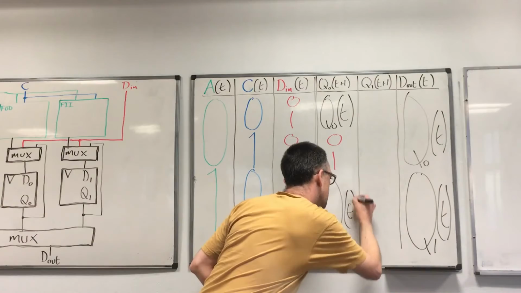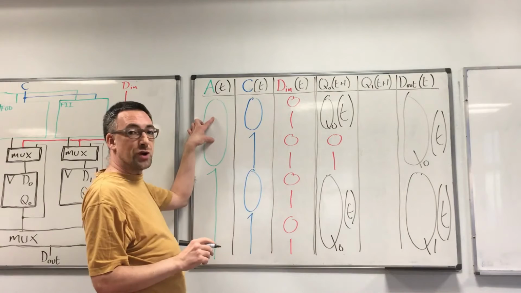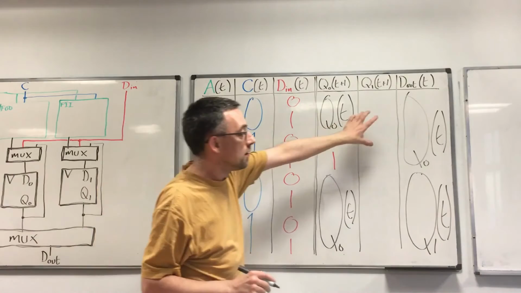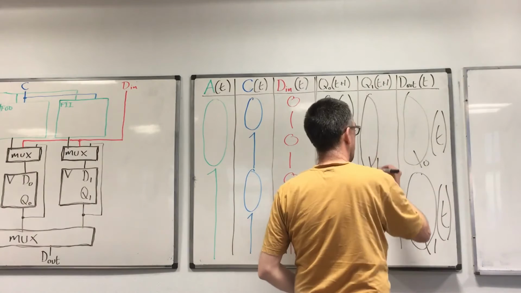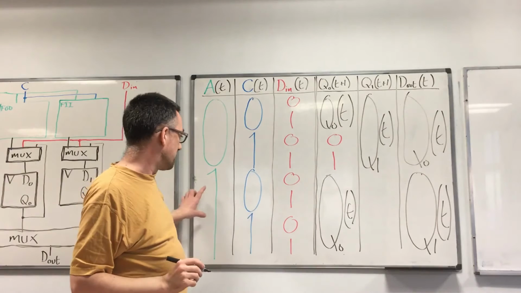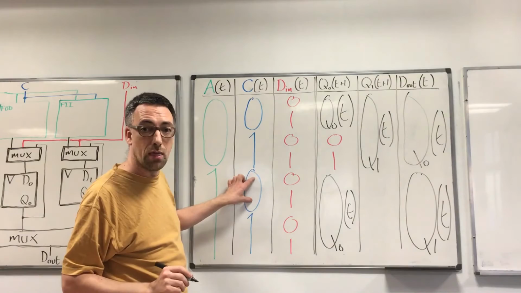Moving on to bit 1, again, if the address line says we're paying attention to bit 0, then bit 1 should not change. It should carry on remembering whatever it was remembering before. Now what happens if we are addressing bit 1? Well, if we're reading bit 1, then bit 1 should not change.